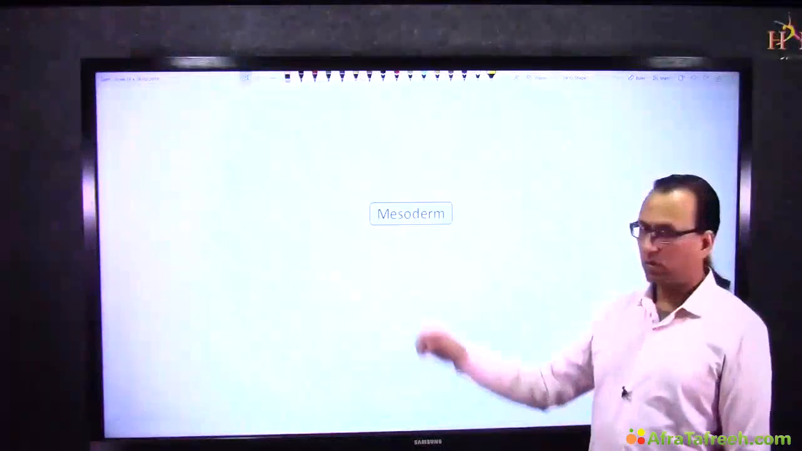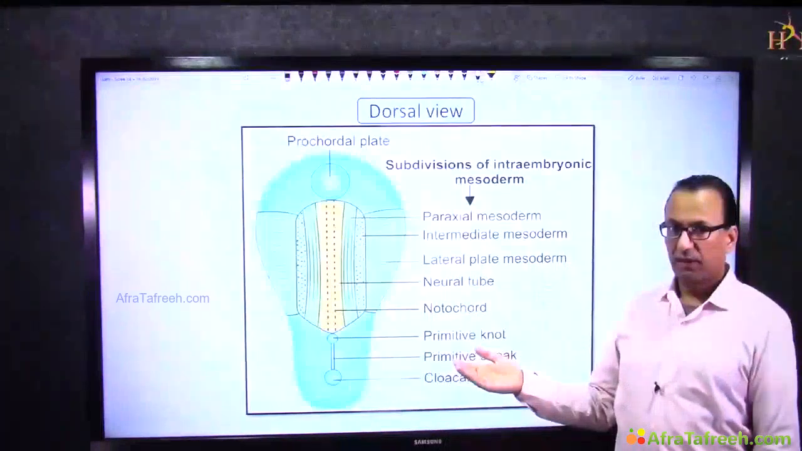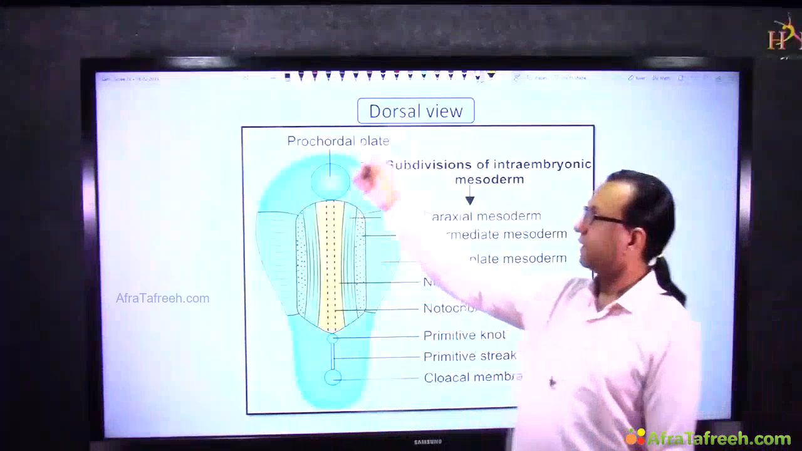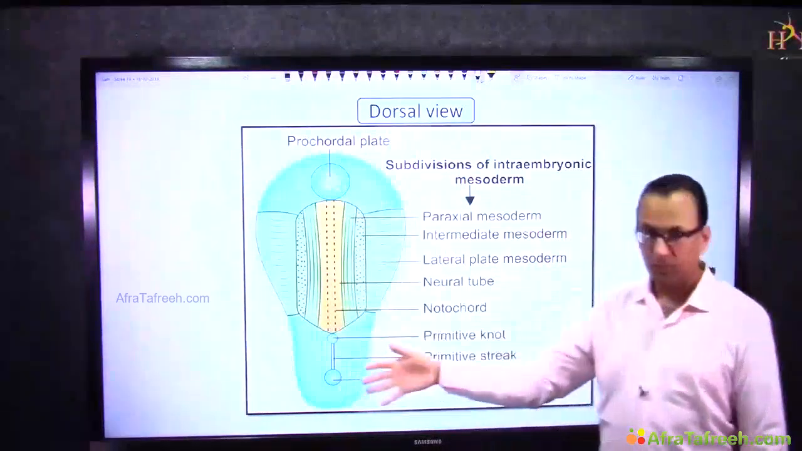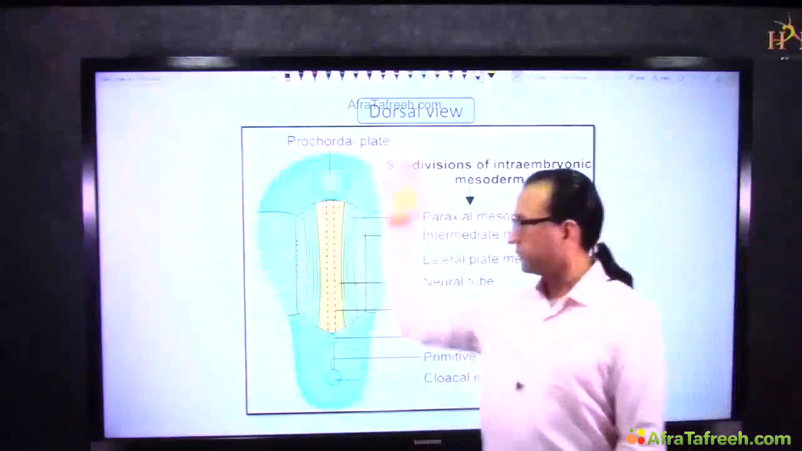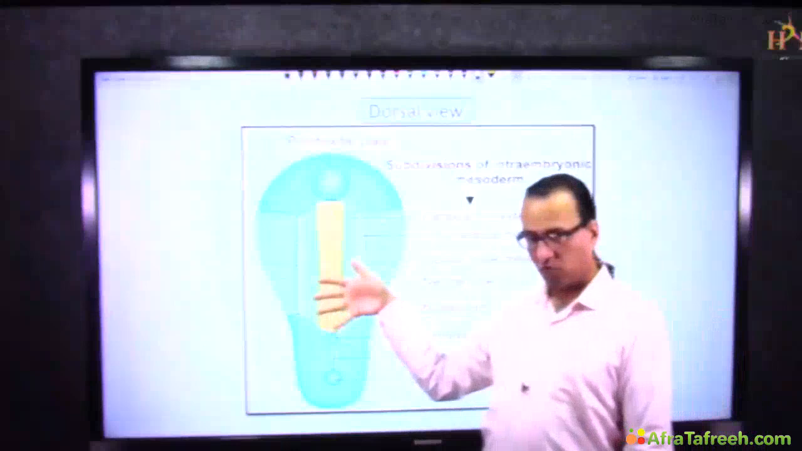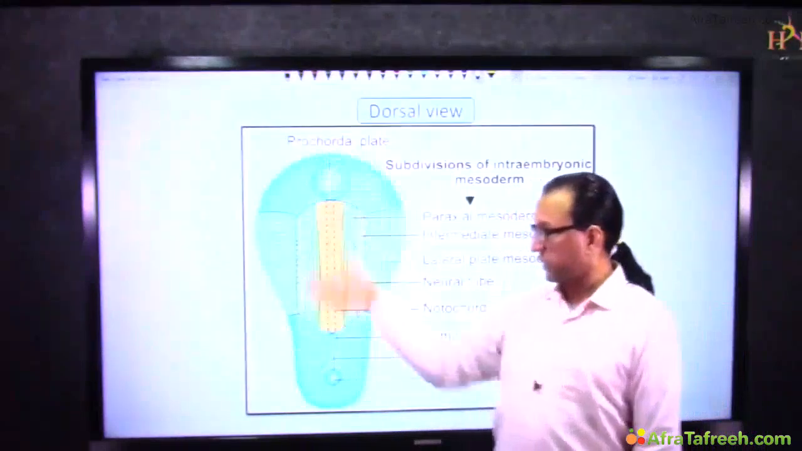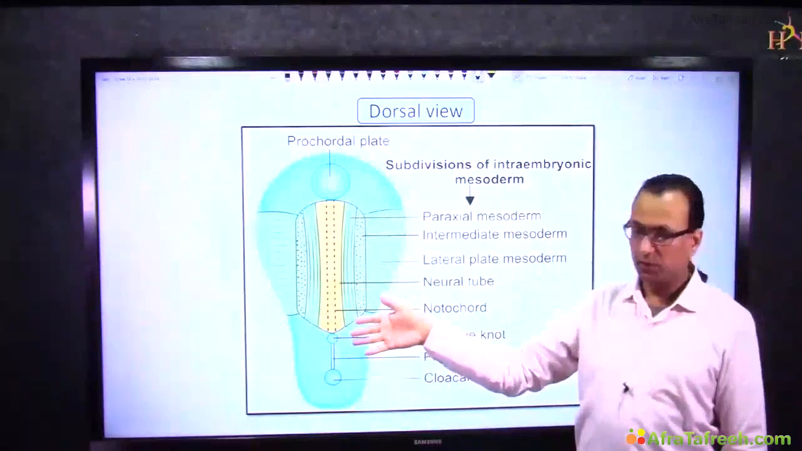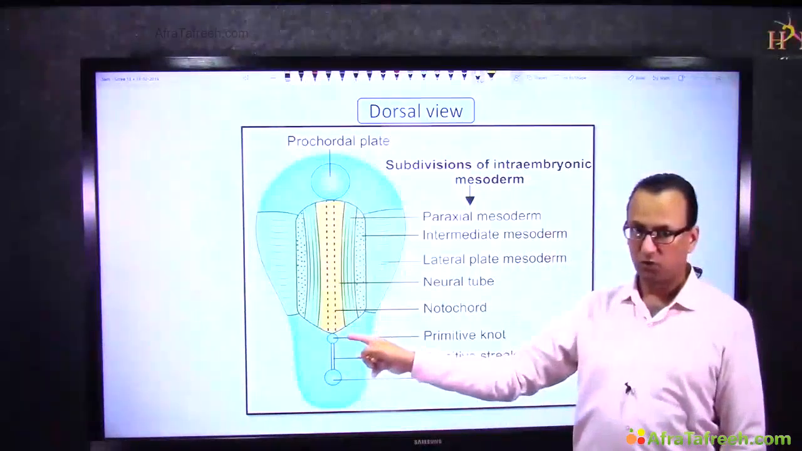Here we talk about the mesodermal derivatives now, and talking about the dorsal view of the embryo. If you remember, we have discussed that there will be a layer of ectoderm. If you remove that, deeper to that, more ventral is mesoderm. And here we are talking about the axial mesoderm, which is called the notochord.